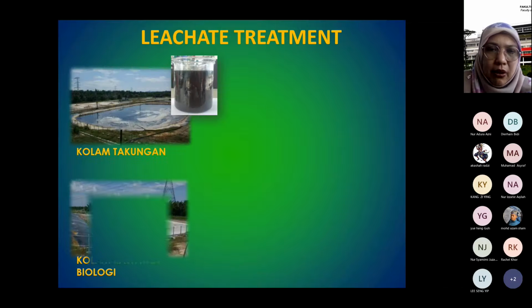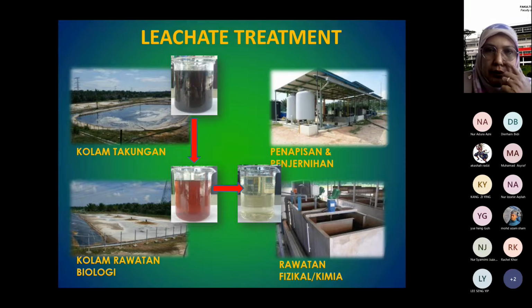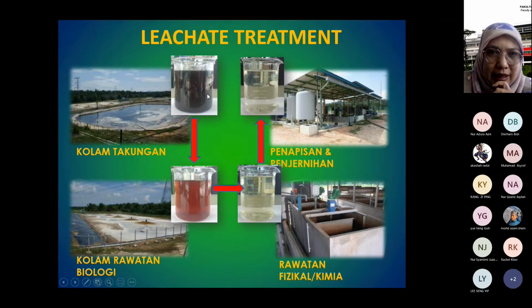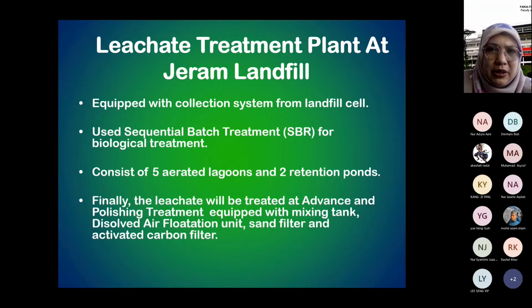Okay, so this is the leachate treatment pond at the site. From this black looking leachate at the initial pond, it will be treated using the kolam rawatan biologi, the biological pond, and then the physical chemical pond. So it gets clearer and clearer. Finally, at the final stage, it will be very clear before being released to the river nearby. So that is what is expected, from black leachate to very clear leachate before being released to the river nearby.